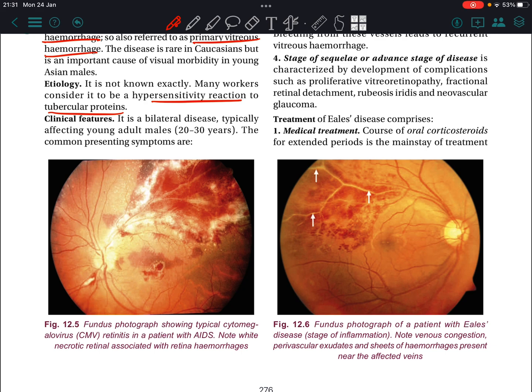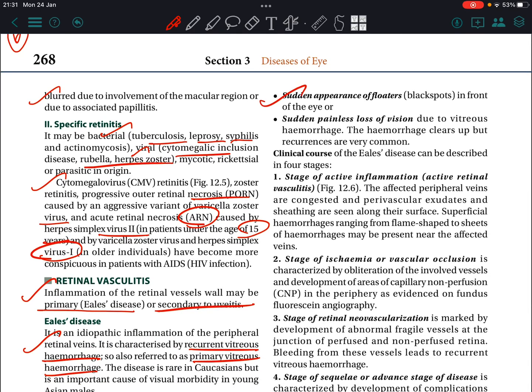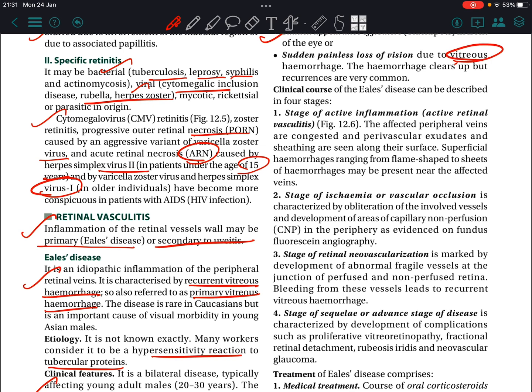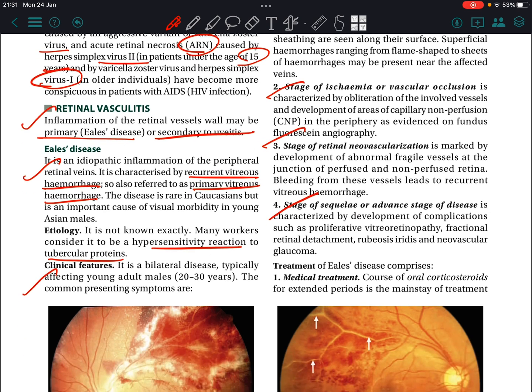Clinical features: it is a bilateral disease typically affecting young adult males. The common presenting symptoms are sudden appearance of floaters in front of the eye and sudden painless loss of vision due to vitreous hemorrhage. The hemorrhage clears up but recurrences are very common. Clinical course: Eales disease is described in the stage of active inflammation, stage of ischemia, stage of retinal neovascularization, and stage of sequelae or advancement of disease.